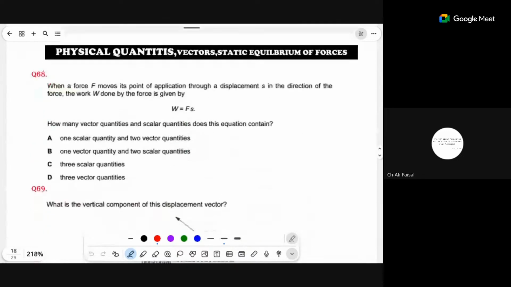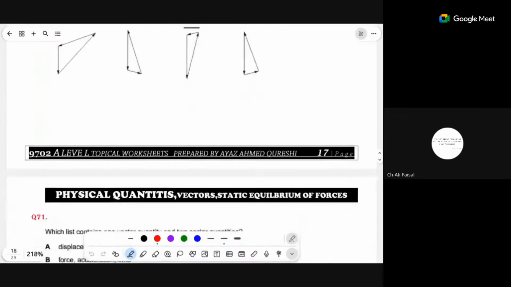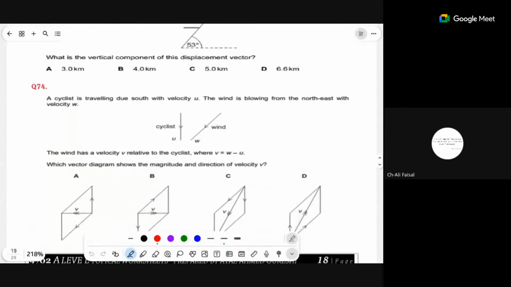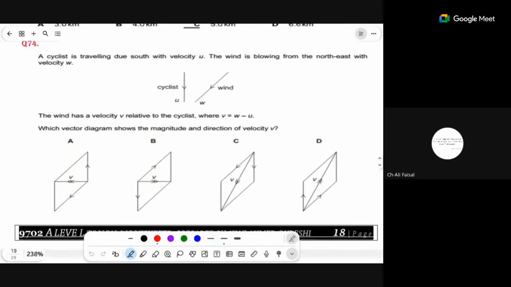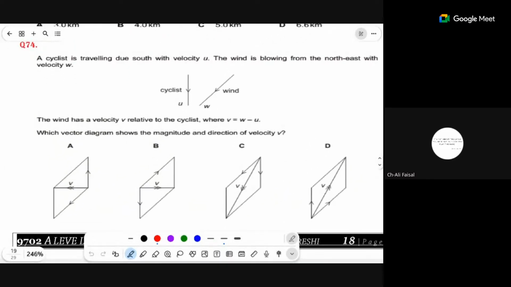I will talk about these questions later on, but I am just leaving them in between. Here is one of the questions. Yes, this was the question I wanted to share with you. Is it visible to everyone? Are you people able to see that?